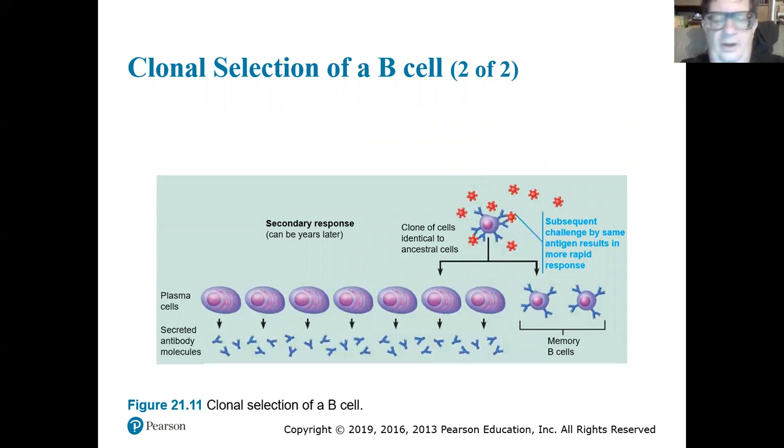All right, so the secondary response, another time later on when you're exposed to the same thing: you will make lots and lots and lots of plasma cells, way more, and lots more memory cells, because this happens more than one time. We need to remember it even more than we were. And that means you can have faster responses to the second and third exposure.